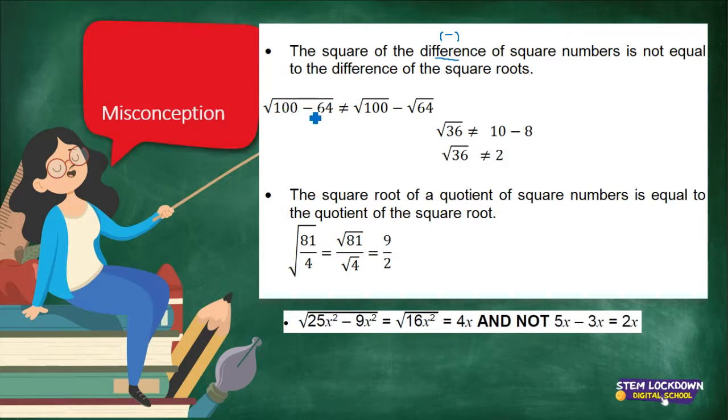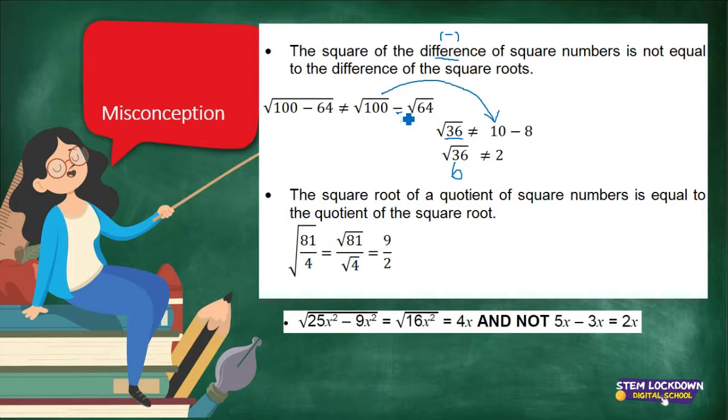100 minus 64. What is 100 minus 64? The answer is 36. What is the square root of 36? Which number did you multiply by itself once to get 36? That number was 6. So 6 times 6 is 36. Here the answer is 6. It's not equal to the square root of 100 minus the square root of 64. What is the square root of 100? Which number did you multiply by itself once to get 100? This was 10. 10 times 10 is 100. So the square root of 100 is 10.